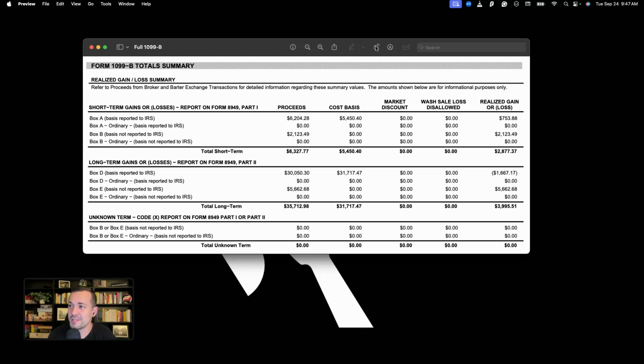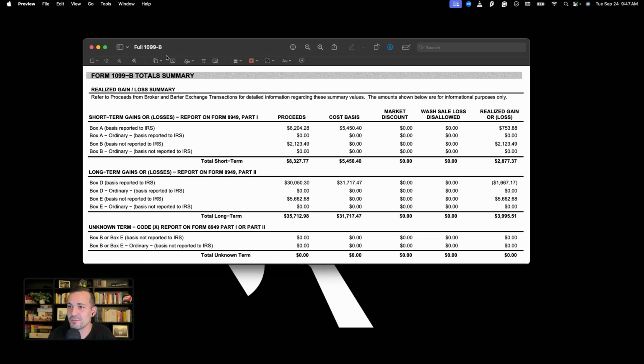Now, if you look, maybe I can highlight this in red relatively easily. As you can see, this one appears to be wrong because we had sales, but there's a cost basis of 0. So how does that happen? And then again, you can see it down here with the long-term transactions. We had stock sales of $5,662.68, and then a cost basis of 0.